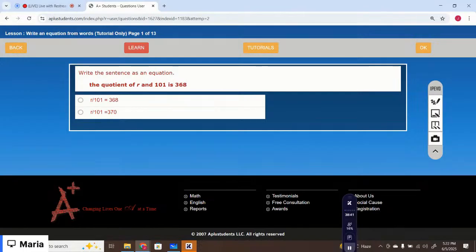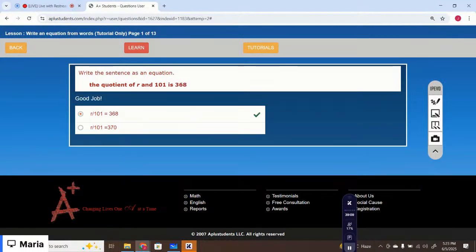Write the sentence as an equation. The quotient of r and 101 is 368. Option number one is the correct option. r divided by 101 equals 368. Option number one is the correct option.